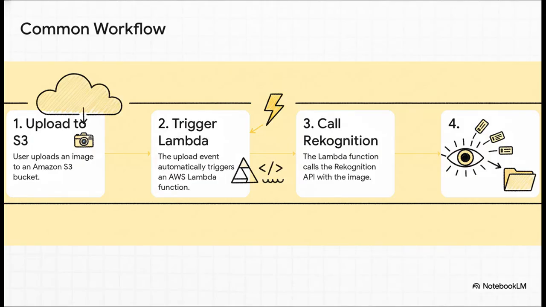So let's break that down. A really popular use case is automated image tagging. So a user uploads a photo to an S3 bucket. That upload event automatically kicks off a Lambda function. That little piece of code then makes a simple API call over to Rekognition, handing it the image. Rekognition does its magic and sends back all the analysis data. It's a beautiful, event-driven pipeline.